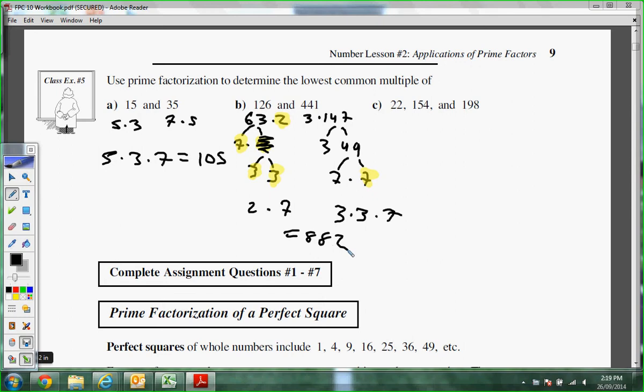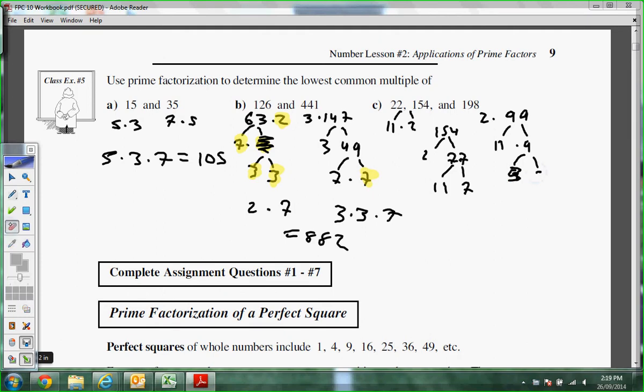Okay. All right, let's try this last one here. There's 3 of them. So we get 11 times 2 here for that piece. That's done. Okay, 154, we're going to go 2 times 77. And then 11 times 7. And then 198, we're going to go 2 times 99. 11 times 9. And 3 times 3.